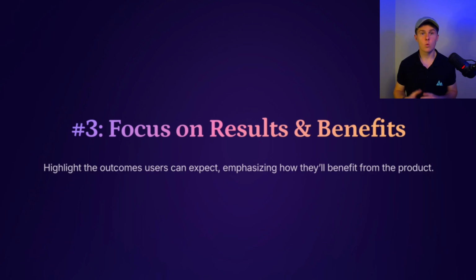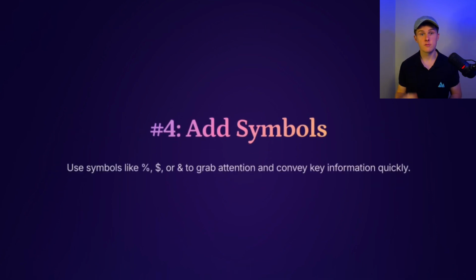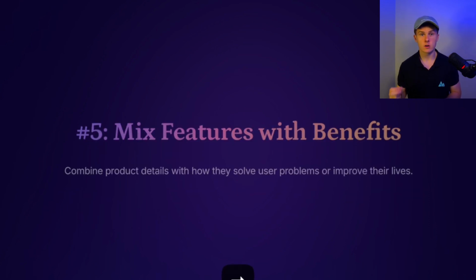People want to hear what positive outcomes may arise or will arise as a result of buying your product. Principle number 4, use symbols in your headlines. There's a simple reason for this. They're eye-catching, underutilized, and really help to boost your click-through rate.